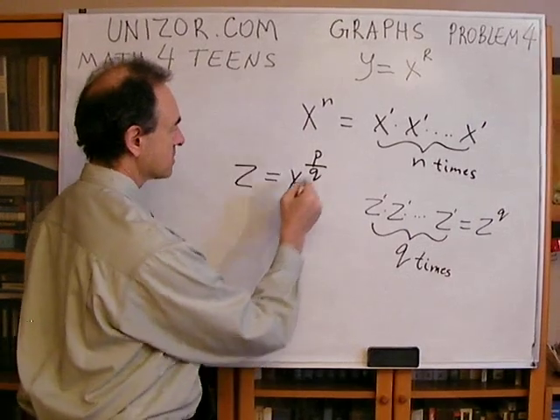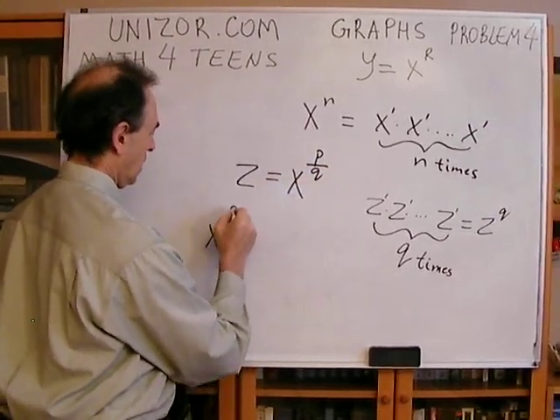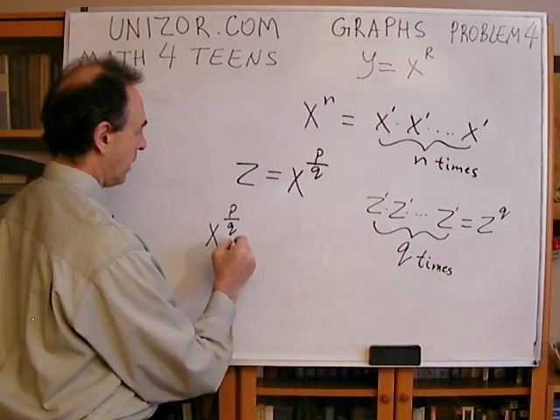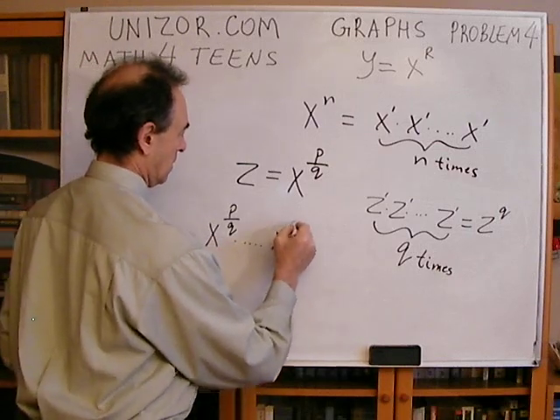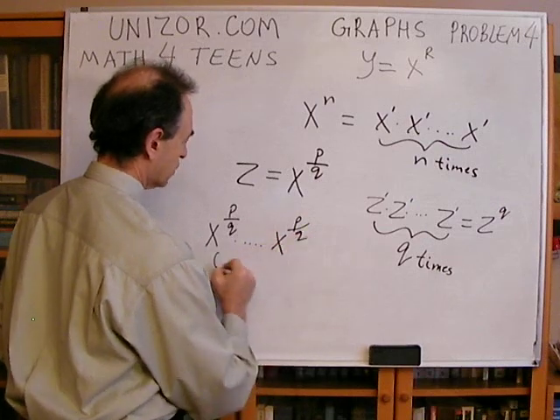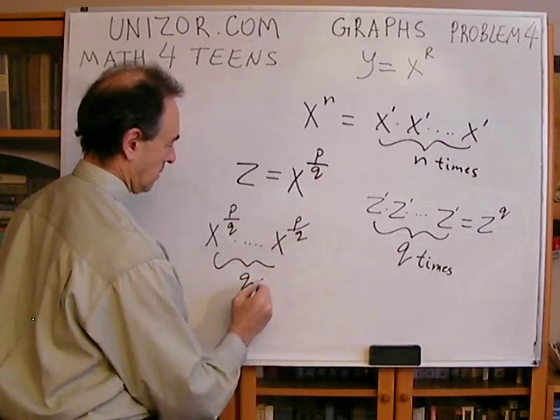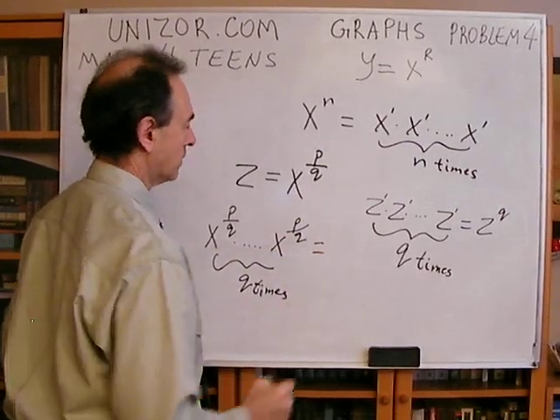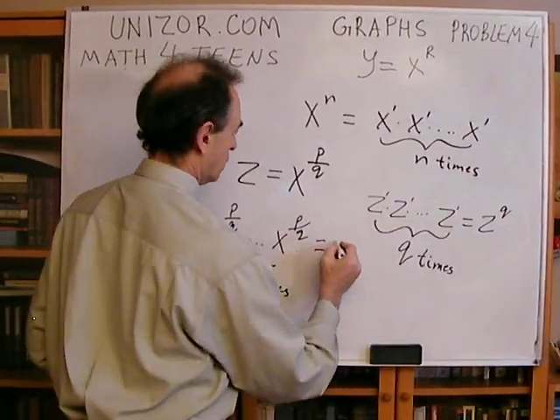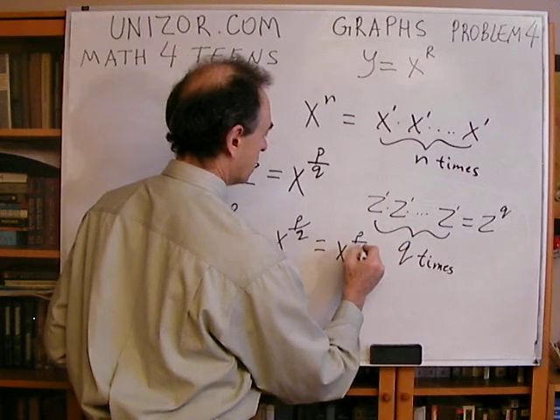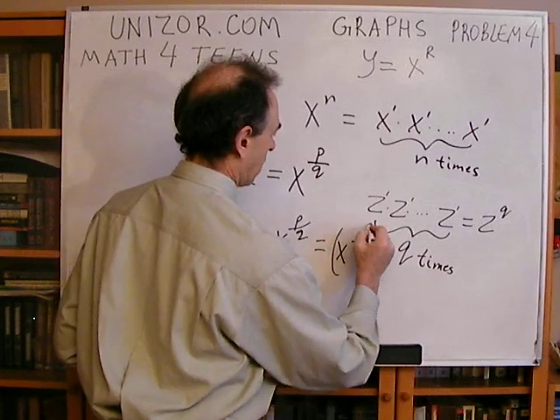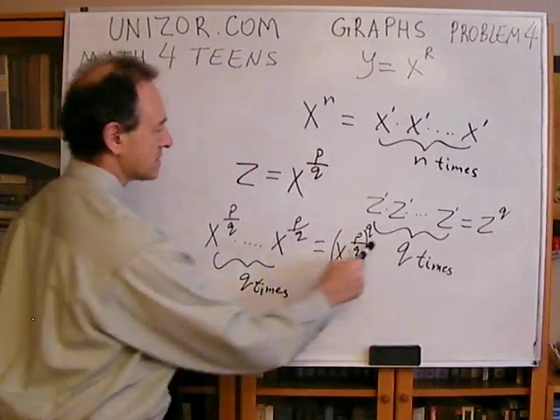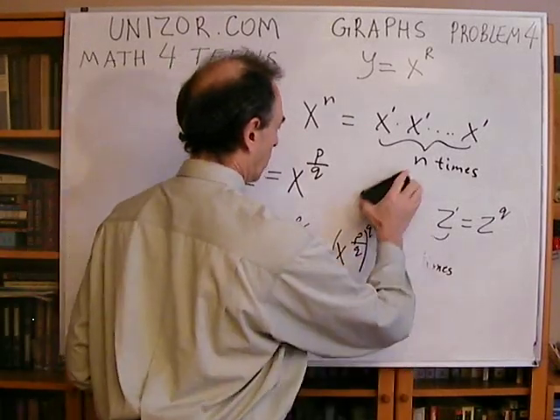Which means if x to the power of p over q is multiplied by itself q times, we will get z to the power of q, which is x to the power of p over q, to the power of q. That is another property.